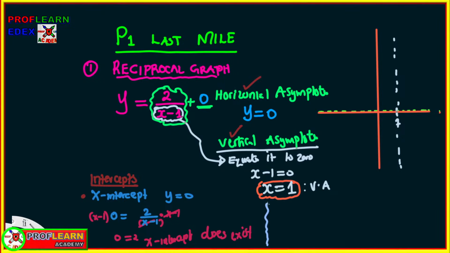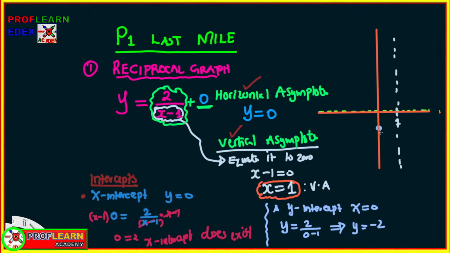Then we need also to say at the y-intercept, x is equal to 0. So anywhere you have x in this equation, we are going to replace it with 0. So this is going to be y is equal to 2 over 0 minus 1, which implies that y is going to be equal to negative 2. So this graph is going to cut the y-axis at negative 2.